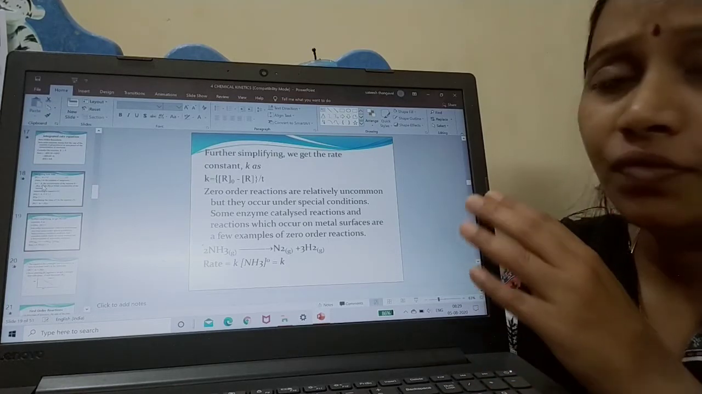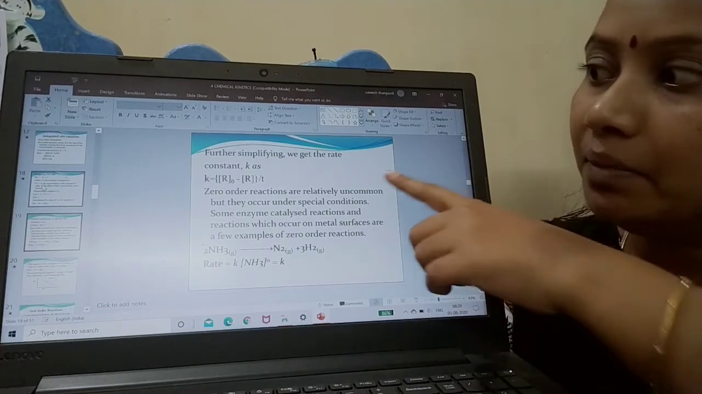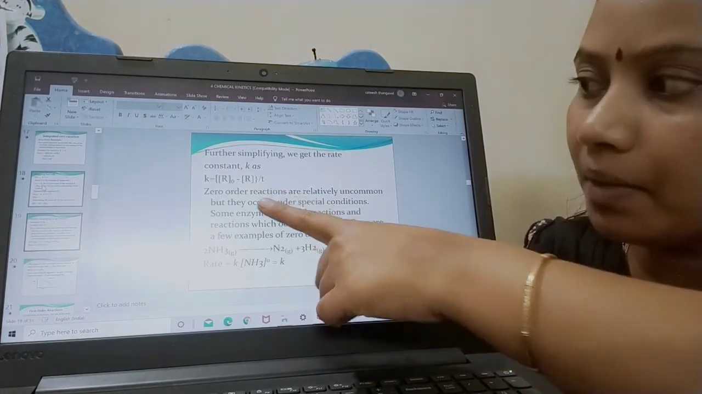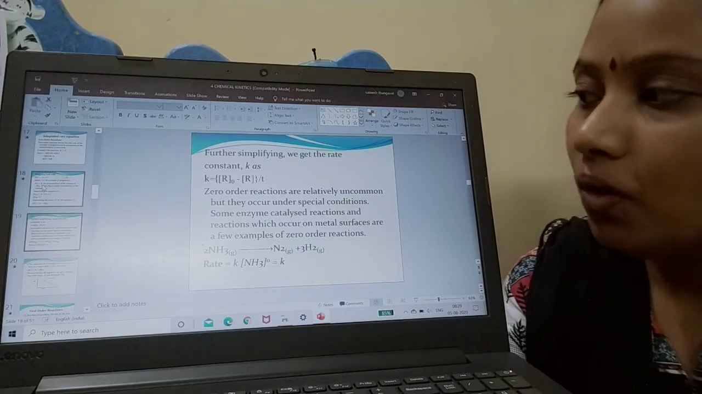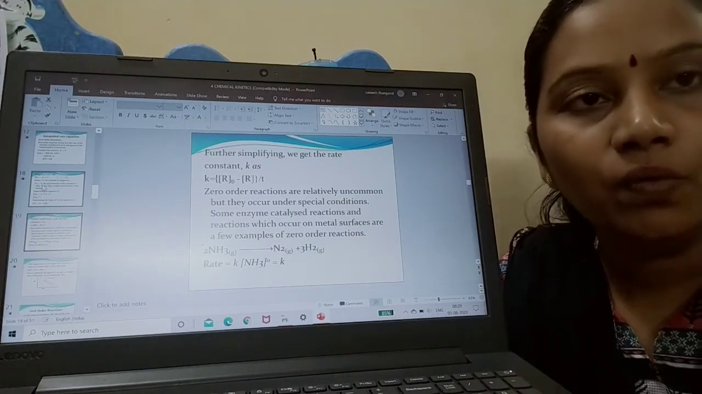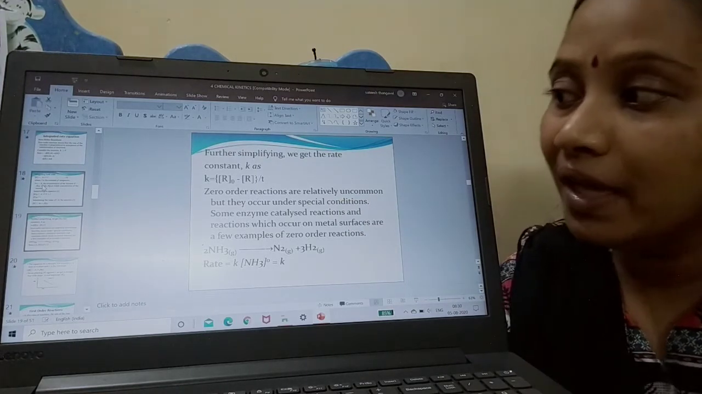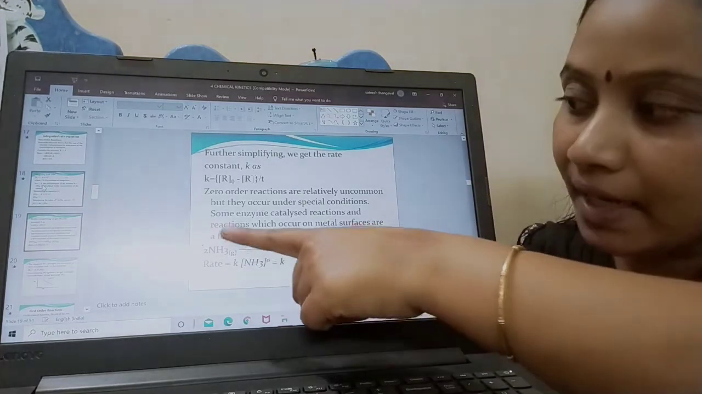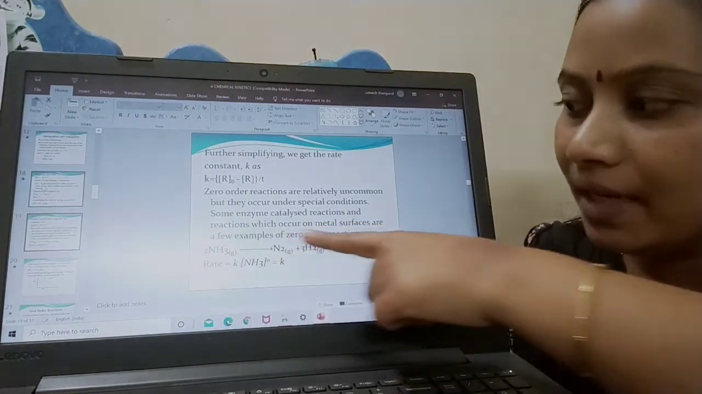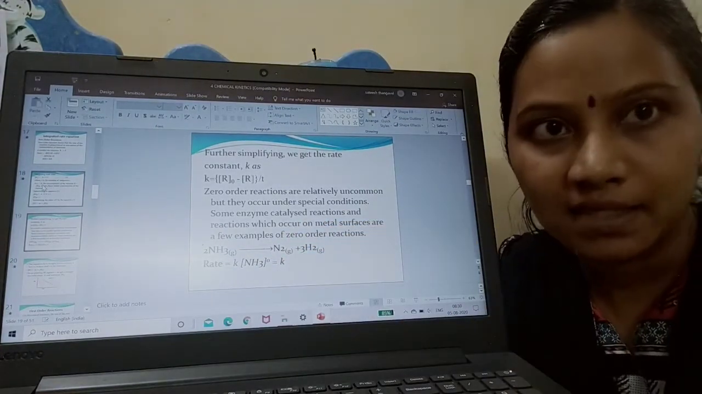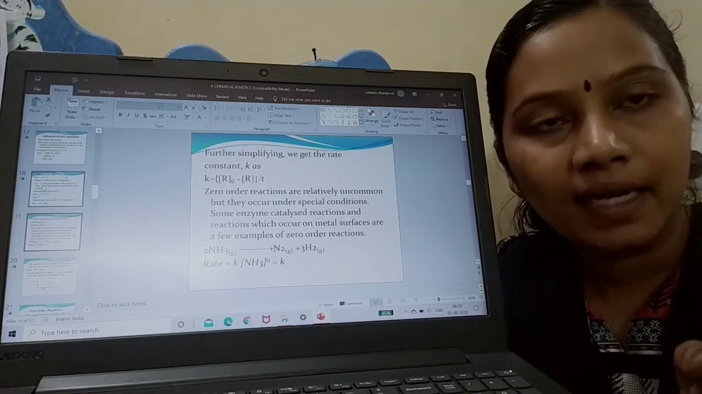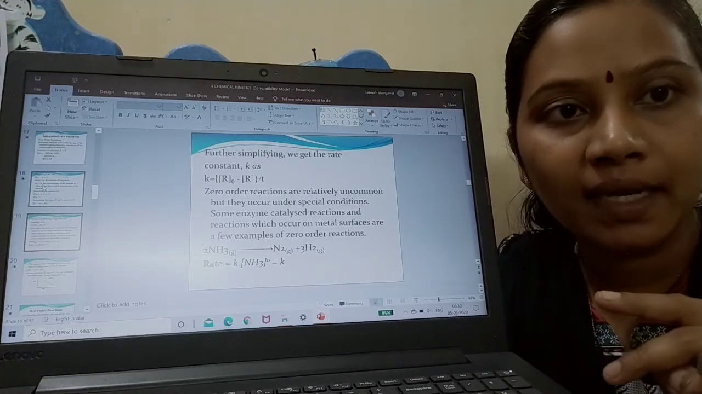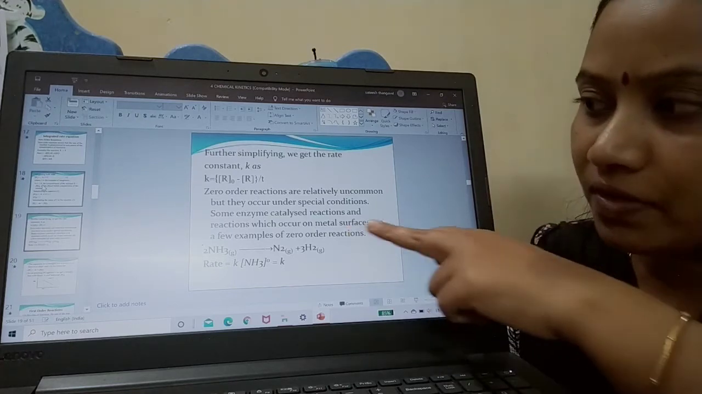Now I need to further simplify the equation. I'll get the rate constant as K is equal to (R₀ minus R) by t. Zero order reactions are uncommon; we won't get them very commonly. You can see zero order reactions under special conditions: when they are catalyzed by enzymes, and when the reaction occurs on metal surfaces. They occur only in these two special conditions: catalyzed by enzyme and on the surface of the metal.